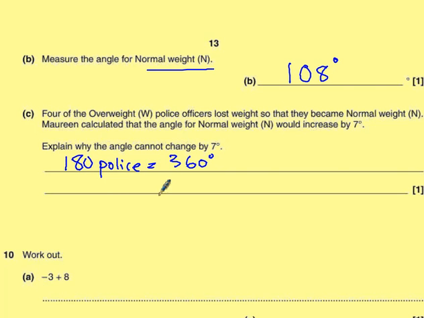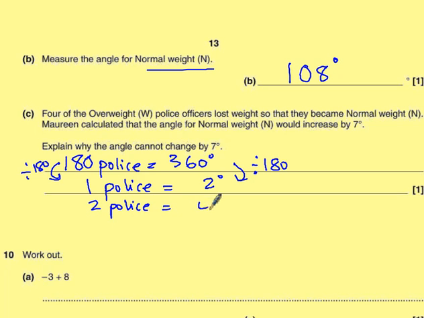So every one police officer is equal to 2 degrees, because if we divide 180 by 180 we get 1. If we divide 360 by 180 we get 2 degrees. So 1 police officer is 2 degrees, so 2 police would be equal to 4 degrees, 3 police would be equal to 6 degrees, and 4 police would be equal to 8 degrees. So if 4 of the police officers lost weight, that would be 8 degrees. The angle for the normal weight therefore could not increase by 7, it would increase by 8 degrees.